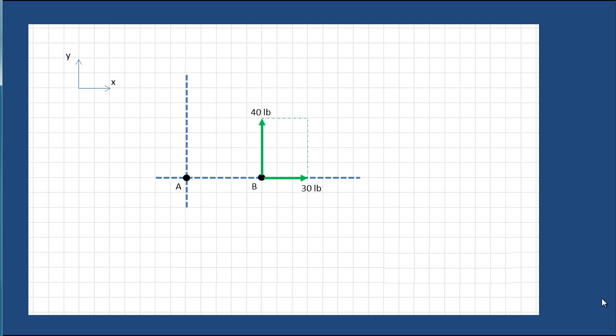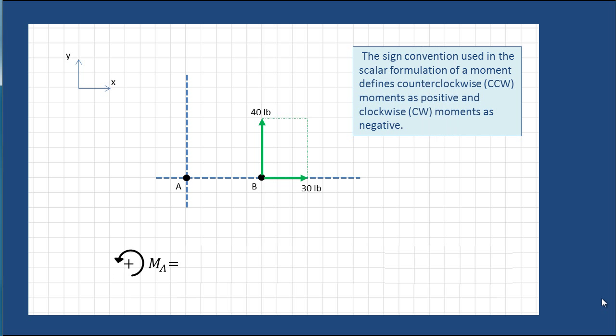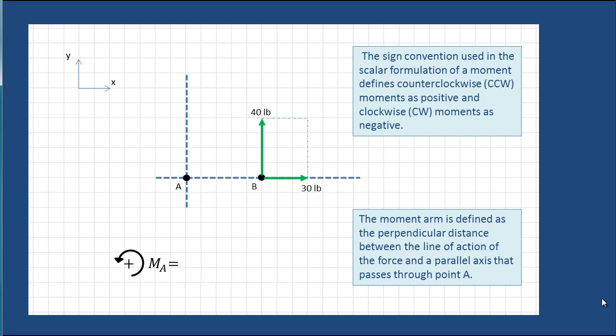to point A. As previously discussed, the sign convention used in the scalar formulation of a moment defines counterclockwise moments as positive and clockwise moments as negative. The moment arm is defined as the perpendicular distance between the line of action of the force and a parallel axis that passes through point A.